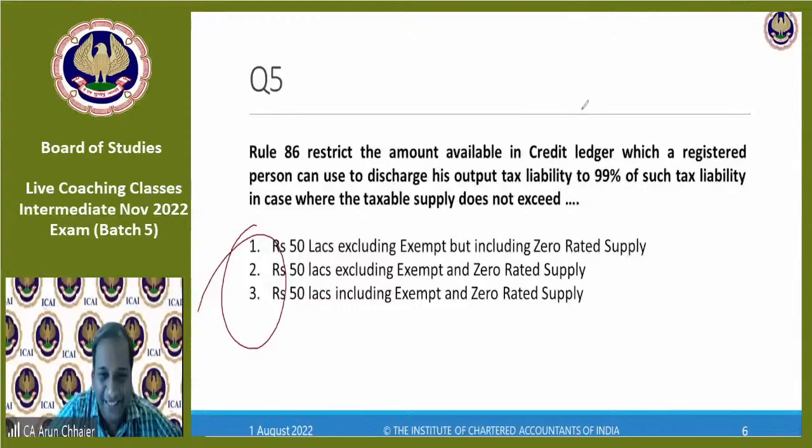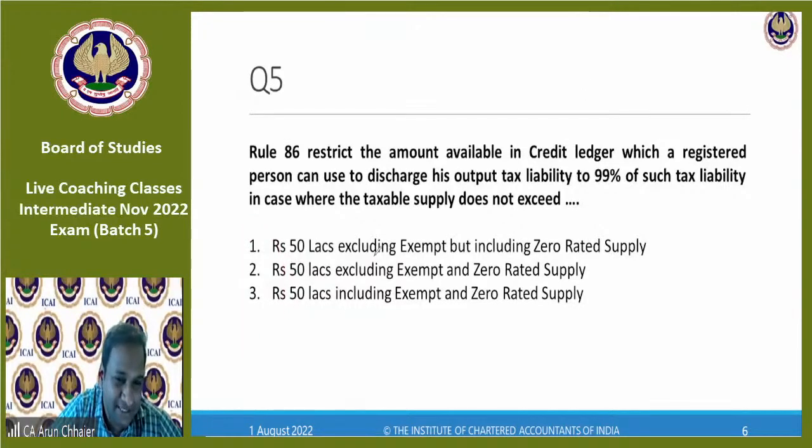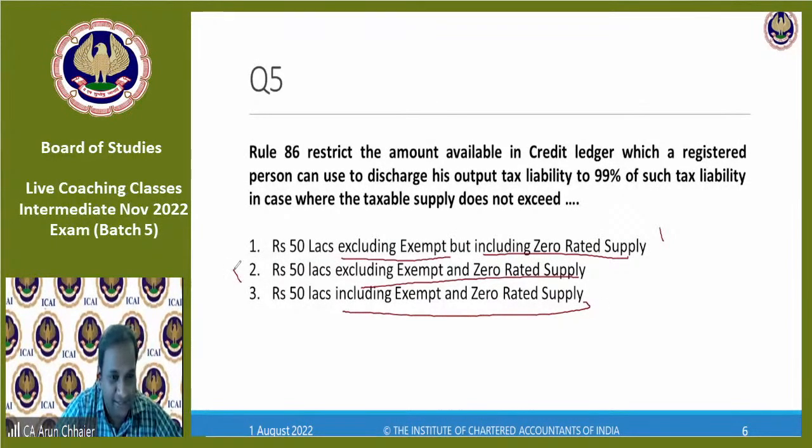So, lock number two. What is the right answer? Excluding exempt but including zero? No. Excluding exempt and zero rated. Including exempt, what is the right answer? Yes, right answer is 2.